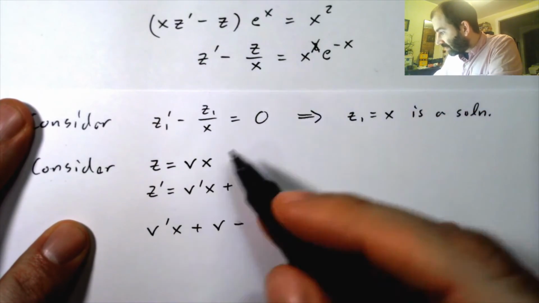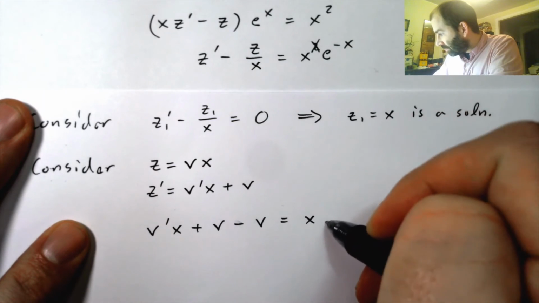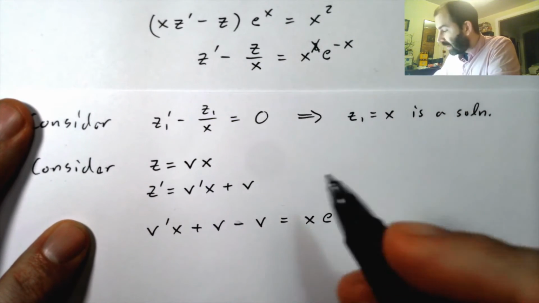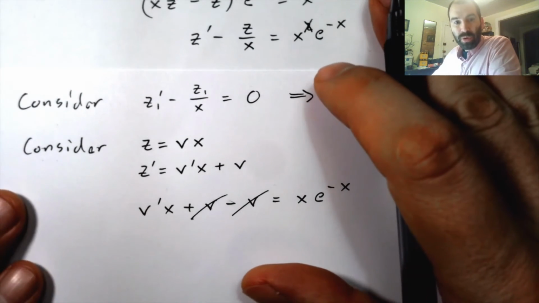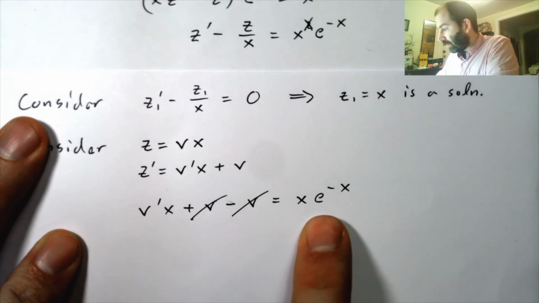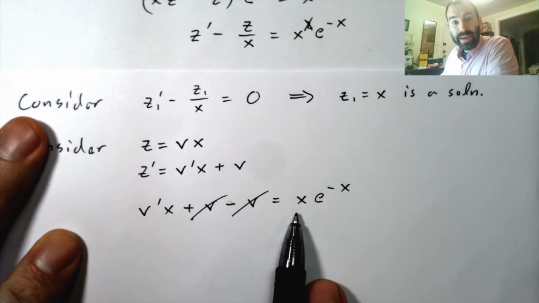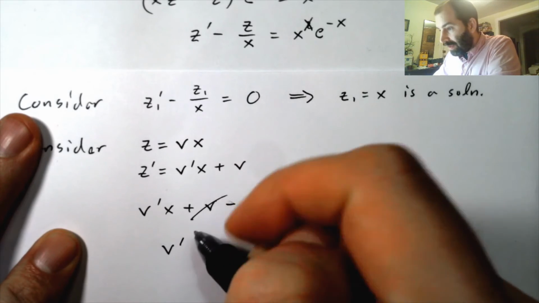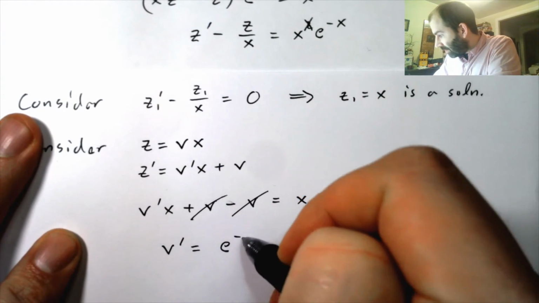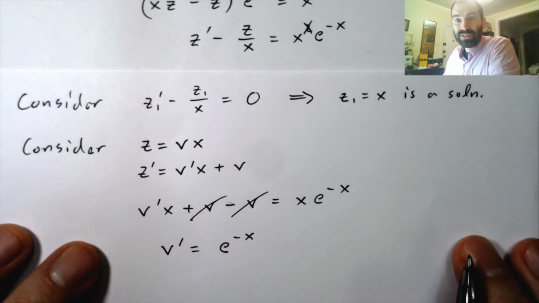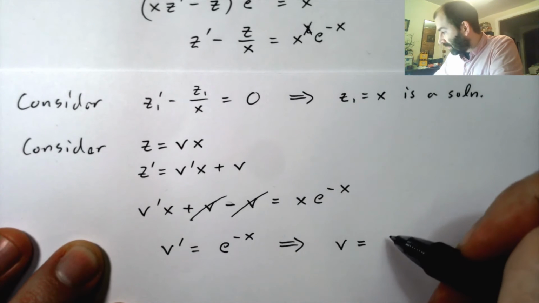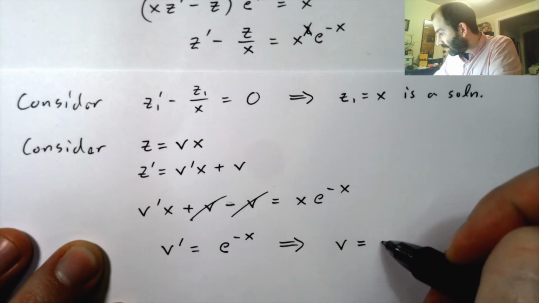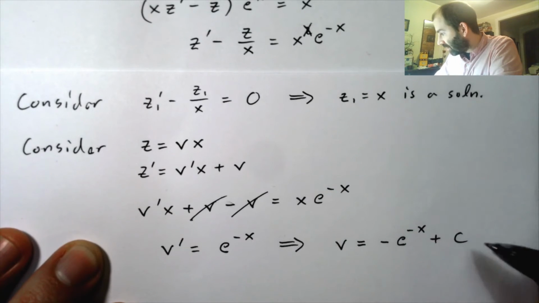Now z over x is just going to be v, okay? And it should be no surprise to you that these things cancel off. When this method works, that's what happens, right? Okay, so what do we have now? Well, we have this differential equation. I can divide both sides by x. And I see that v prime is equal to e to the minus x. Well, this is easy to solve, right? v is the antiderivative of this. It's a negative e to the minus x plus a constant, right?